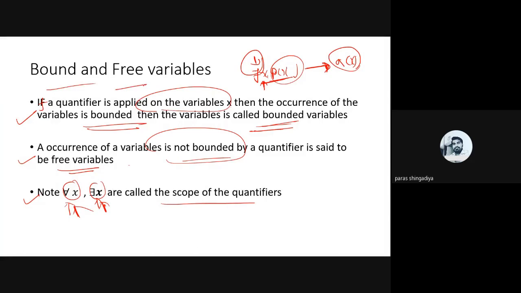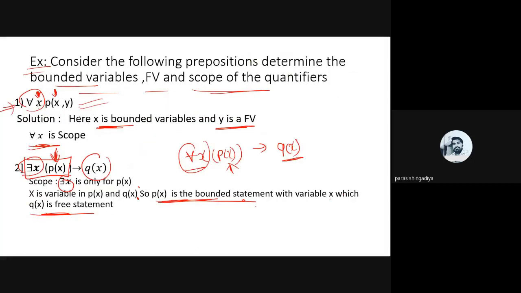So the definitions are easy: bounded and free variable, and just derive the output based on this result. Which one will be the bounded variable or bounded statement, which is the free variable, and the third is the scope. Clear?